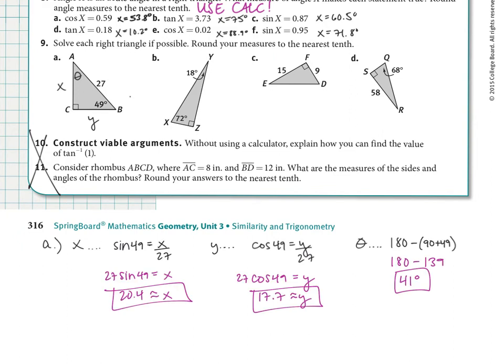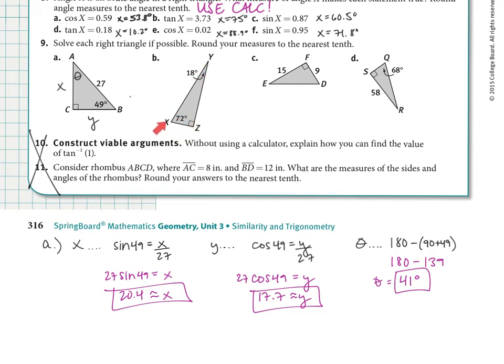All right, let's go ahead and talk about this. So you should have gotten x as around 20.4. I just rounded to one decimal place because it instructed me to do that. Y should be 17.7. And your theta measurement should have been 41 degrees. All right, cool. Okay, let's go ahead and talk about part B now. So part B, let's look at what we have. We have two angle measurements. Awesome. Wait a minute.